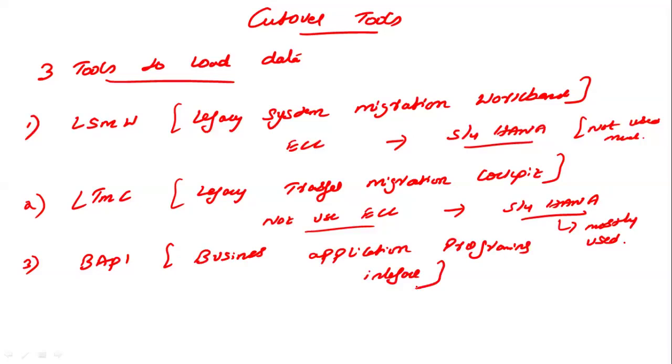So as I mentioned, LSMW is used in ECC and also active in S4 HANA, but not used much in S4 HANA. We have LTMC, which is Legacy Transfer Migration Cockpit, not used in ECC, but mostly used in S4 HANA because that got invented in S4 HANA. Then we have the BAPI, Business Application Programming Interface. So now, LSMW is not used. Now we have LTMC. This is mostly used in S4.